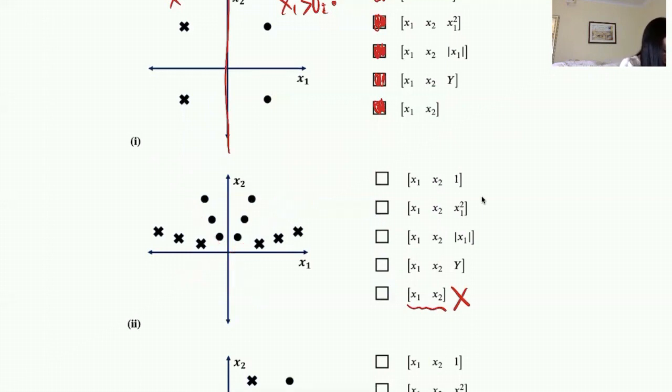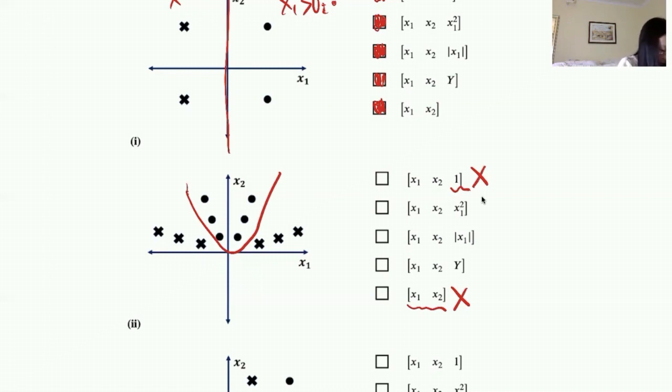Then if we are also given 1 as the feature, it means that the decision boundary still needs to be a straight line, but this time it doesn't need to pass the origin. It could be offset. But again, we will see that it will not be sufficient to classify these points, because in this case we need something like this to separate these points of different labels. So the first choice is not valid.